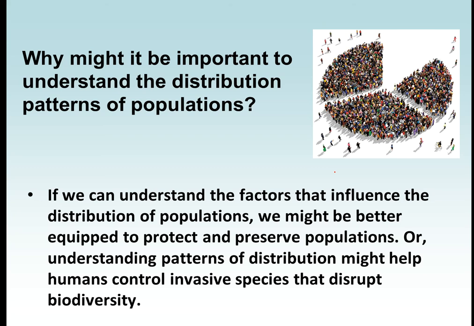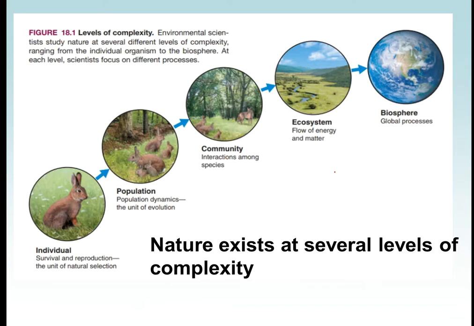So if we can understand those populations, and again, we are scientists, right? We're applying the science to ecology and our study of the environment. And so as we understand the patterns and distributions, we might be able to control invasive species that disrupt biodiversity, and there are other ways that we can manage and make good decisions about how populations can function within an ecology.